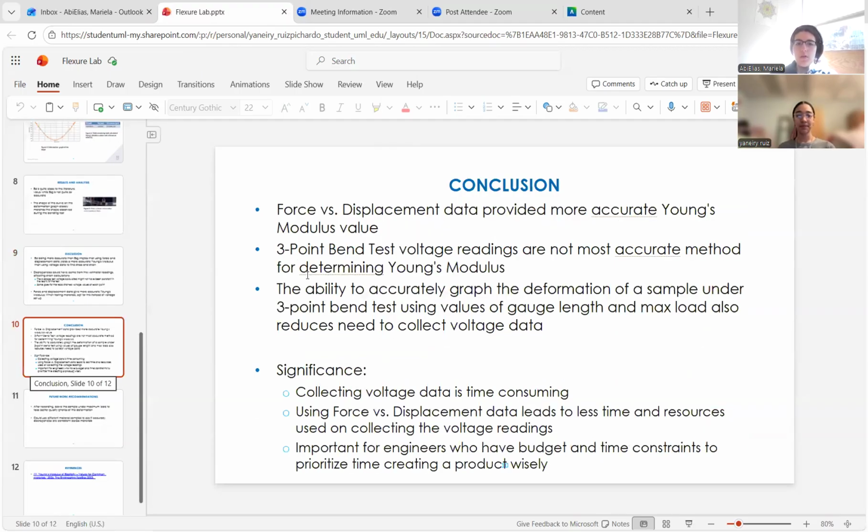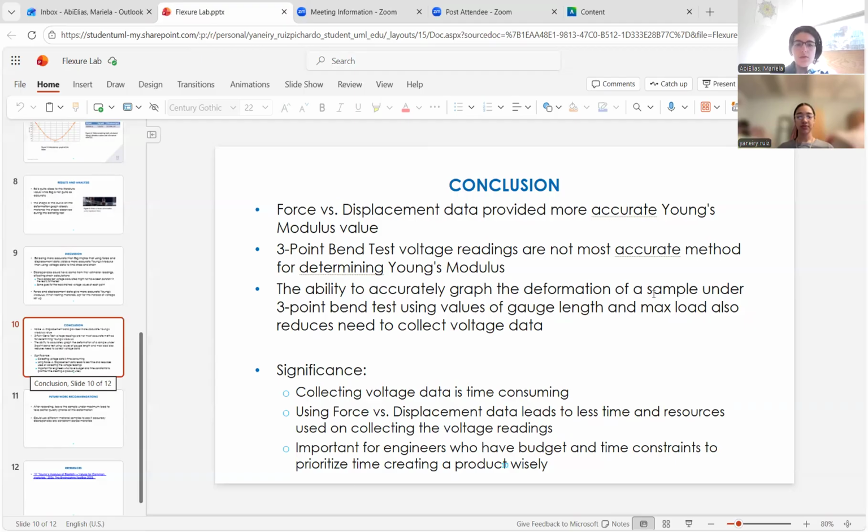In conclusion, the force and displacement data gained from the 3-point bend test provided us with a more accurate Young's modulus for the material. Our 3-point bend test voltage readings did not provide us with the most accurate Young's modulus value. The ability to accurately graph the deformation of the sample under the 3-point bend test also reduces the need to collect voltage data from the 3-point bend test, as you can see how accurately the sample deforms.